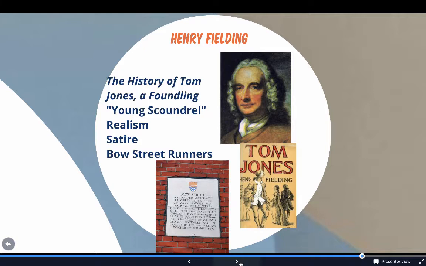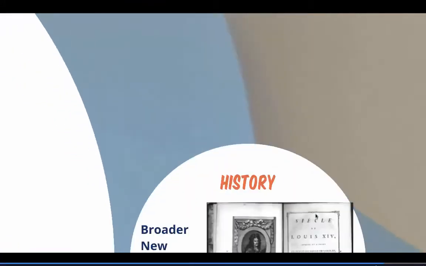Now, on a side note, Henry Fielding also created one of the first police forces in all of England. They were called the Bow Street Runners. He and his brother actually ran them, and they were magistrates, and they will help to form the beginning of police companies all throughout not only England but eventually in Europe. So that's kind of an interesting thing there.